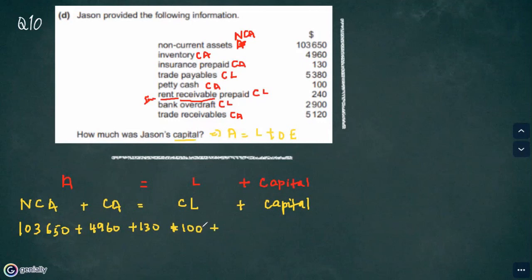plus trade receivable, which is 5,120. Yeah, now which equals your current liability, which is your trade payables 5,380, plus bank overdraft 2,900. Now, also don't forget our rent receivable prepaid of 240. Okay, so we've got all this information in, we can figure out our capital. Now, how much is this?